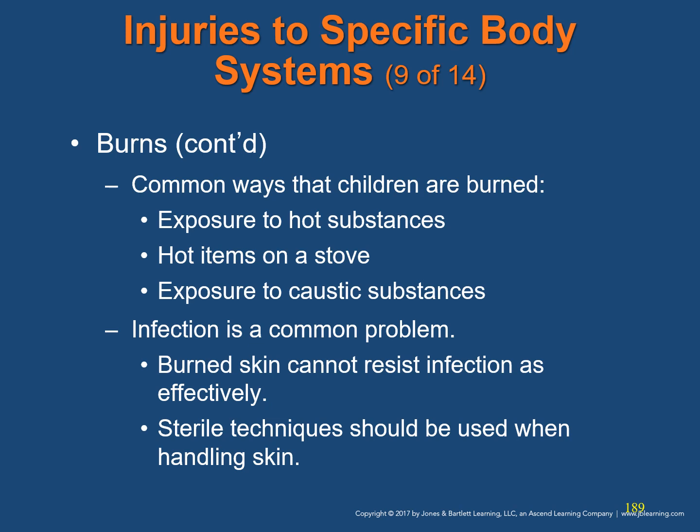The most common ways children are burned are exposure to hot substances such as scalding water in the bathtub or hot items on the stove, and exposure to caustic substances such as cleaning solvents or paint thinners. Older children are more likely to be burned by flames from a fire. You should expect possible internal injuries when you see a child with burns around the mouth and face. Infection is a common problem following a burn injury in children.